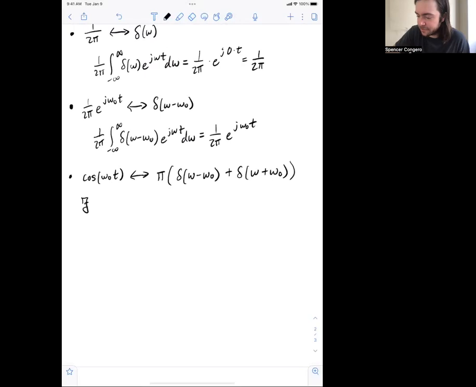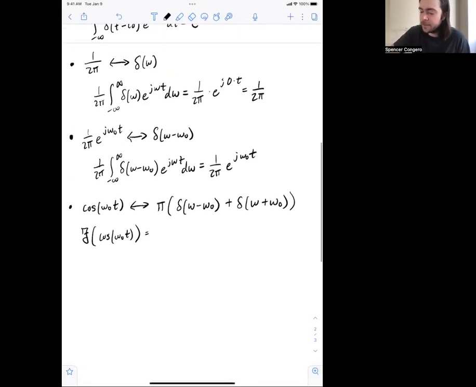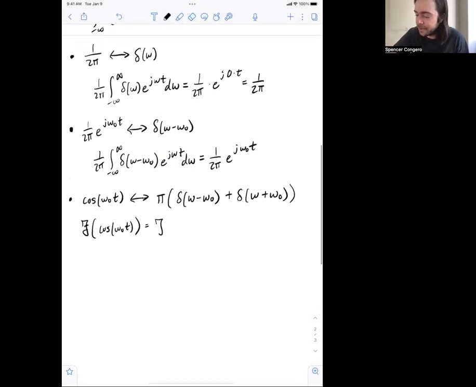Let's take the Fourier transform of cosine of omega naught t. Okay, and what do we want to do? Well, we already know what the Fourier transform of these complex exponential signals are. So if we can manipulate our cosine, just like we saw with Fourier series, to be a sum of these complex exponentials, then it'll be very easy to take our Fourier transform. Okay, we already have that Fourier transform pair. So how can we do that?